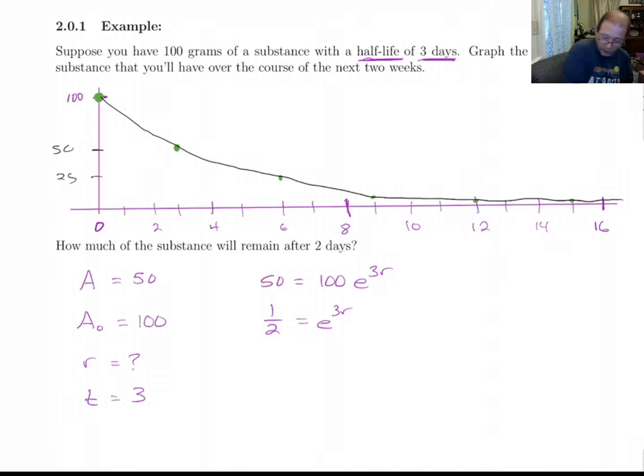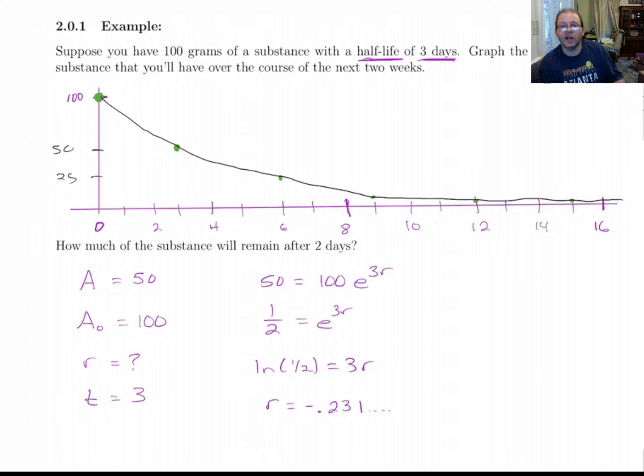So ln of a half equals 3R. So ln of 0.5 divided by 3 gives me R equals negative 0.231, and that keeps going. So that's my rate. And of course it's negative because this is a decay problem. So now that we've got that, we have to solve the equation a second time.